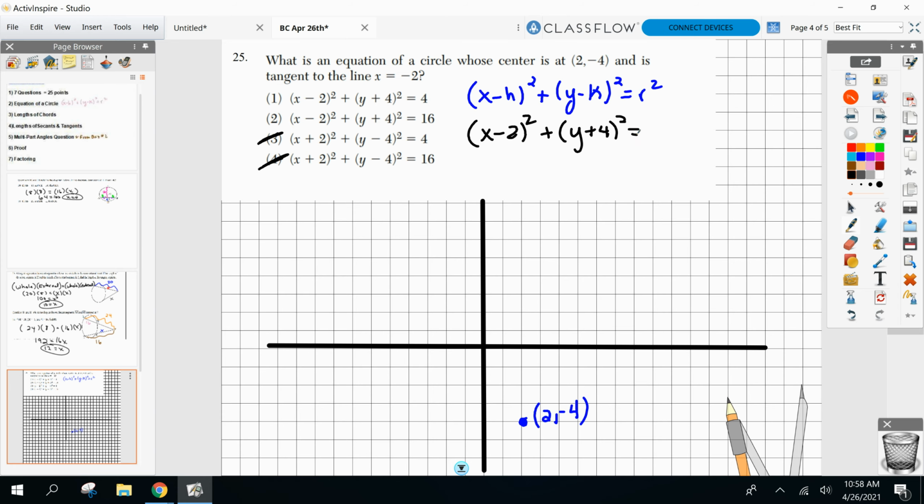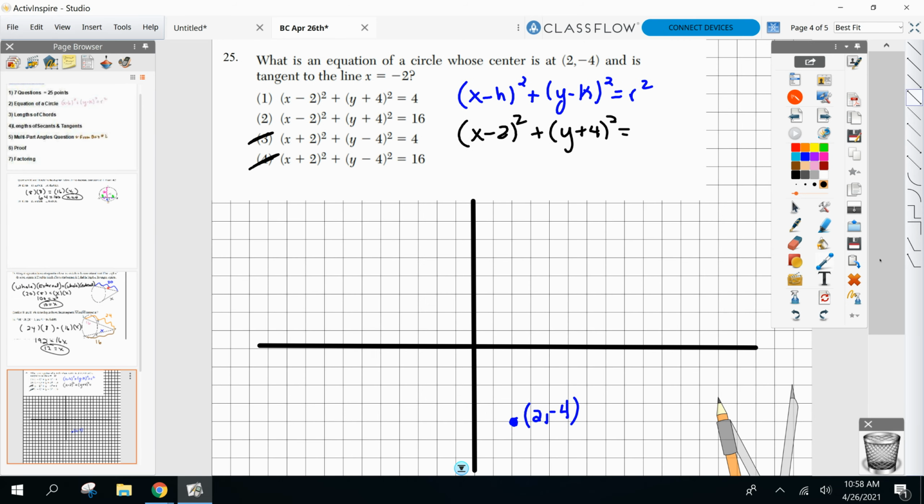All right, so I narrowed my chances down now to 50%. So is r squared going to be 4 or is it going to be 16? Well, let's keep reading now. And is tangent, what's tangent mean? It hits the circle at one spot only at x equals -2.